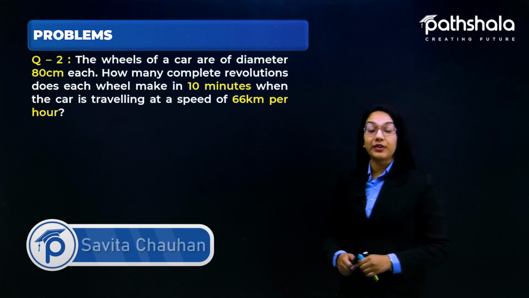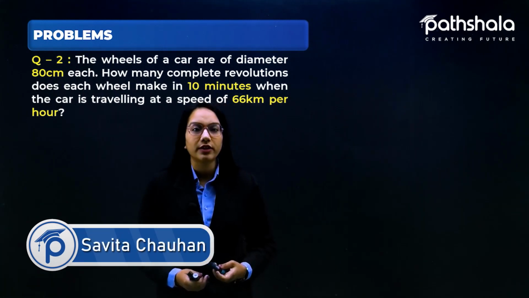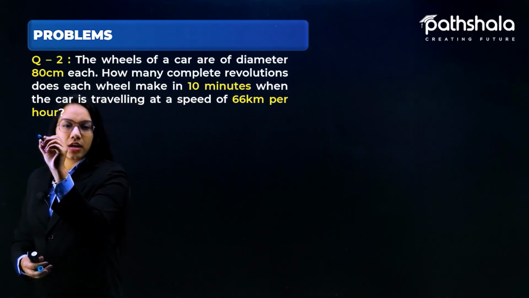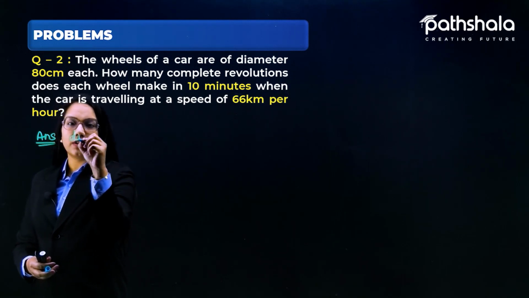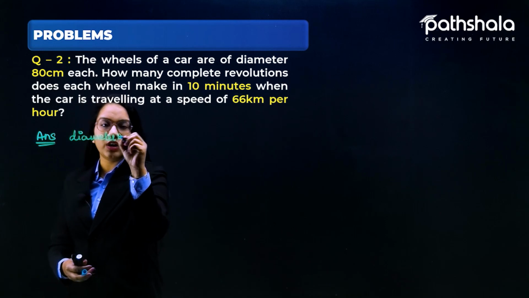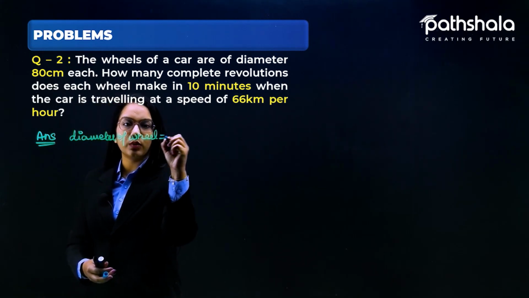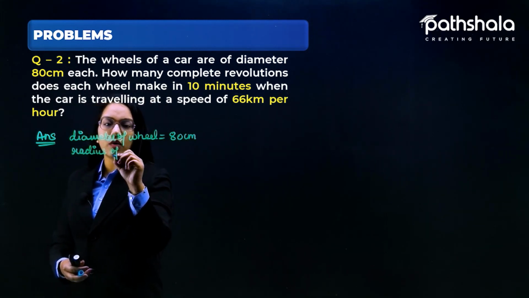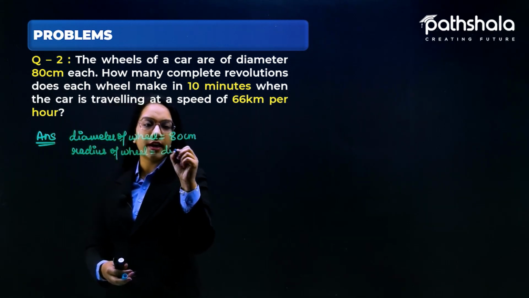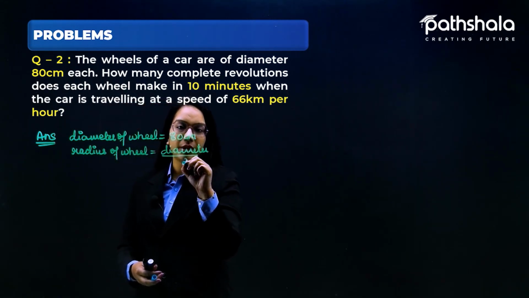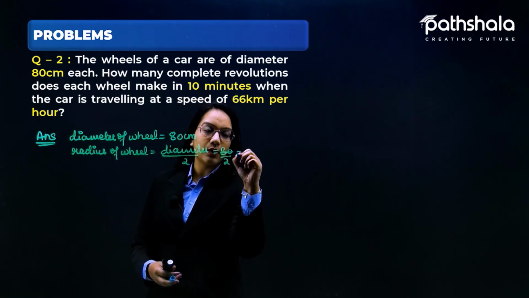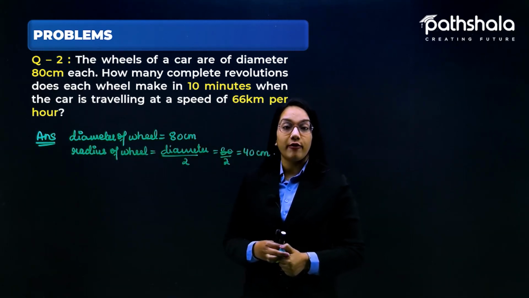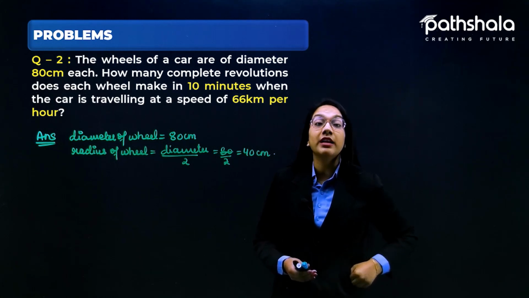Now let's talk about the second question, which says the wheels of a car are of diameter 80 centimeter each. So let's start the answer from the very first line. As you can see, it says that the diameter of the wheel is equal to 80 centimeter. So it means that the radius of the wheel would be half of the diameter, which is 80 by 2, which is equal to 40 centimeter.